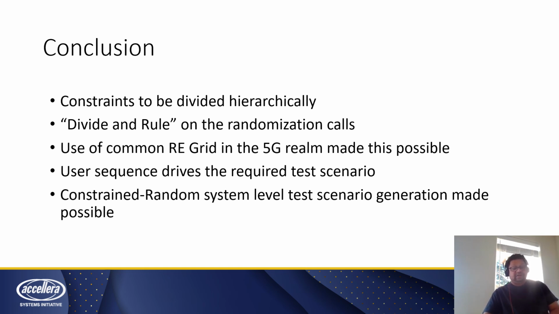went through a divide and rule. So we didn't have one randomization call. Instead, we had multiple randomization calls. And this also helps with your debug and implementation. And thirdly, we have the common resource grid in the 5G realm. And this made it possible because all the randomization calls refer to the same resource grid. And finally, the user still has complete control on how the test scenario is generated using the sequence. And with all this, we did achieve constraint random system level test scenario generation applied to a 5G NR system. Thank you.